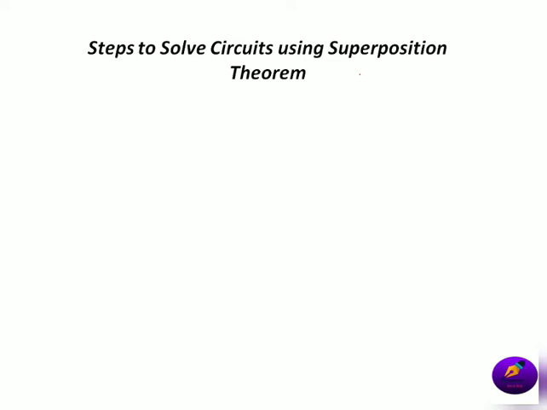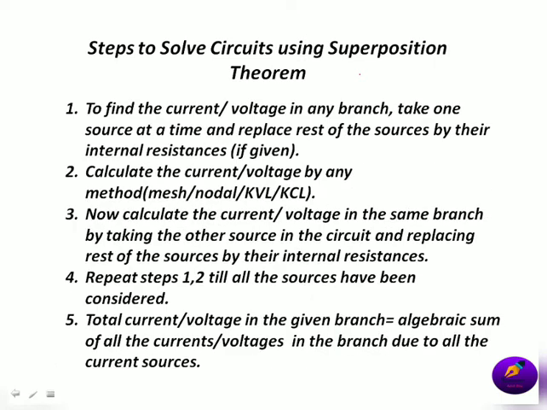Steps to solve circuit using superposition theorem. We have divided it into 5 steps. First, to find the current or voltage in any branch, take one source at a time and replace the rest of the sources by their internal resistances if given.